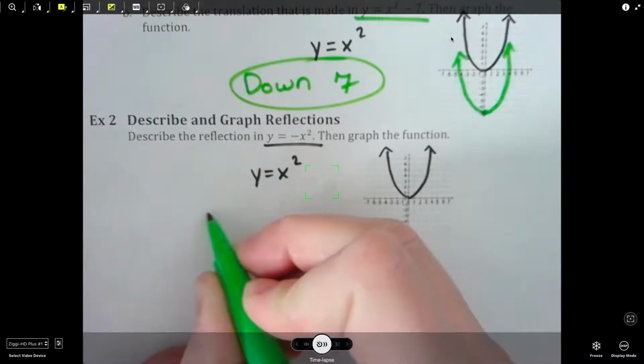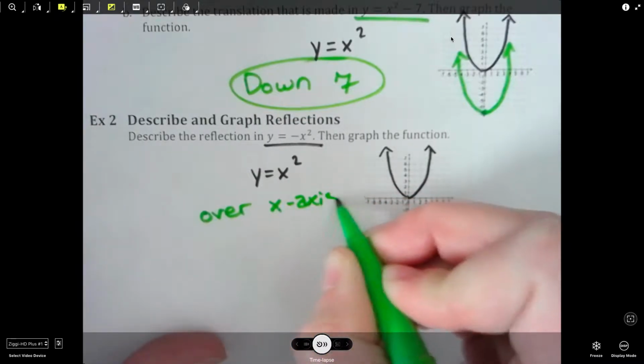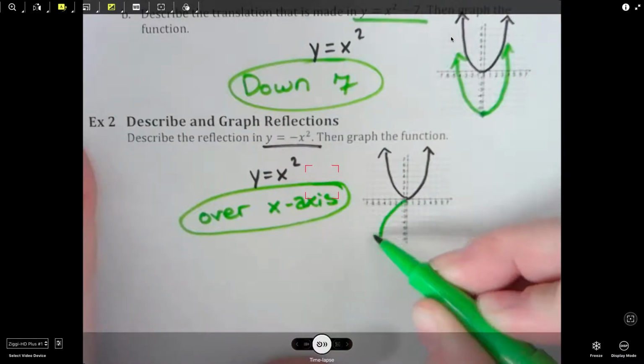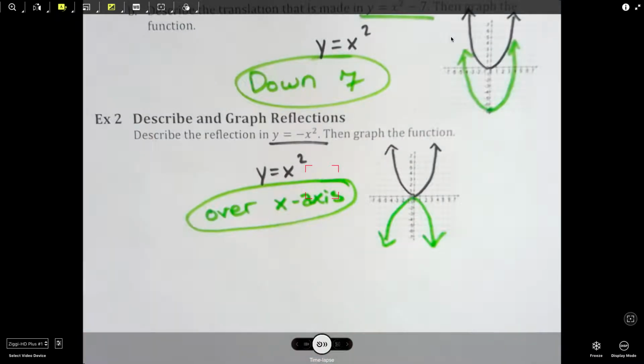Reflected over the x-axis. So I'm just going to say over x-axis because I'm lazy. Reflected over the x-axis. So that looks like what? It's going to be down, like this. That's what my new parabola looks like. That's what my new parabola is going to look like.